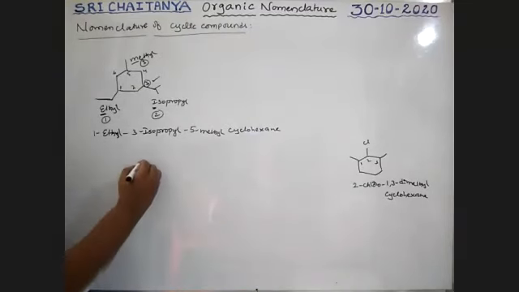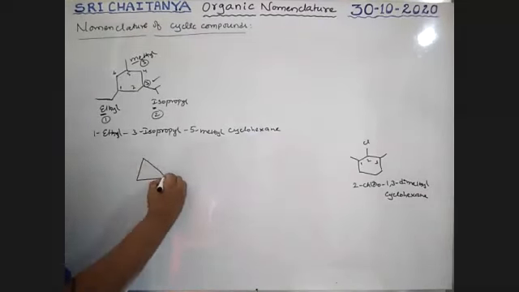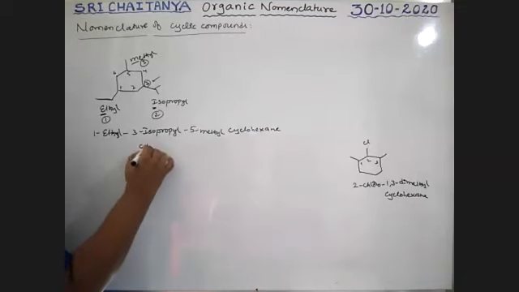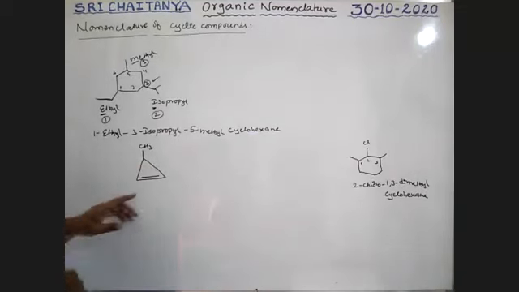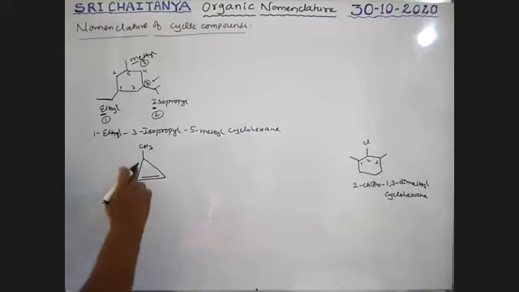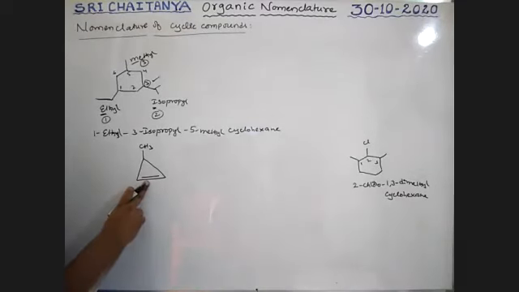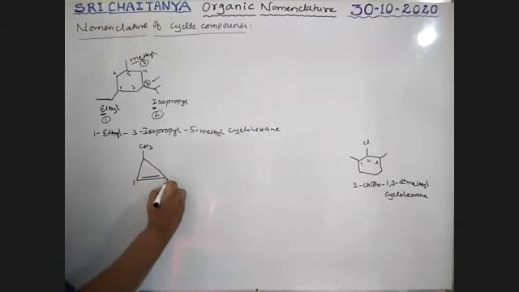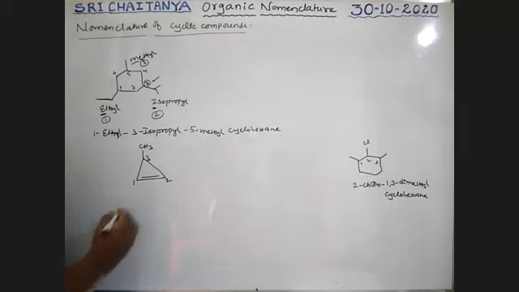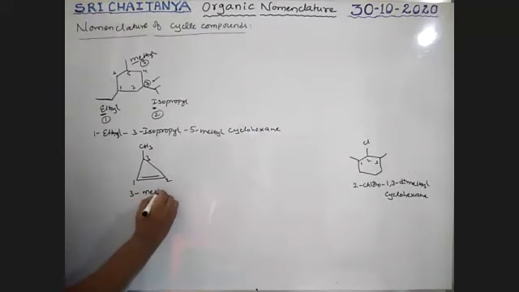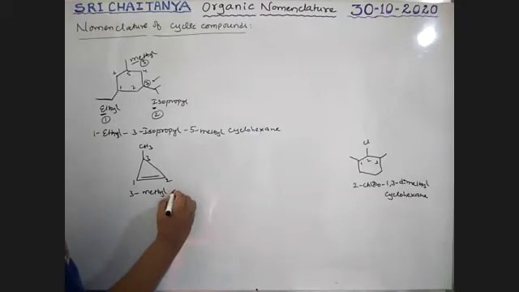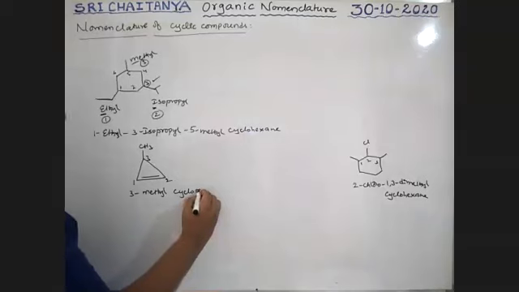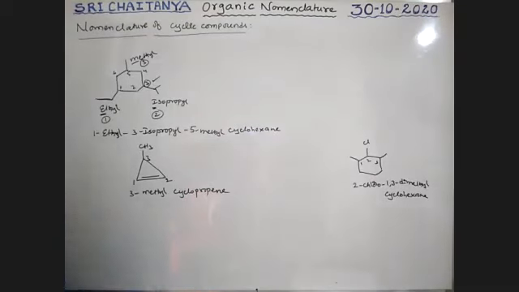Now, what about the name of this compound? CH3. It is a double bond, so the double bond should be first. Along with the double bond, you should go 2, 3. Therefore, 3-methyl cyclopropene is the name of this compound.